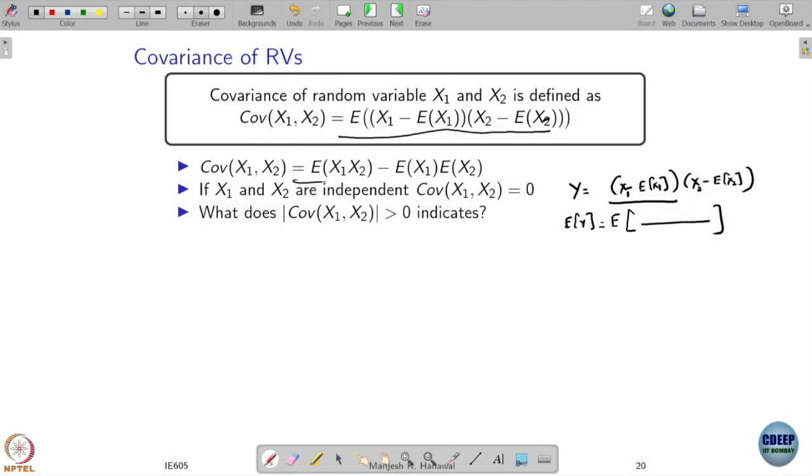Okay, one obvious thing that will come from simple algebraic manipulation is, if you just expand this product and apply the definition of expectation, you will get this. So, how many of you know that the expectation operator is a linear operator? In IE621, was this discussed? Right? So, what do you mean by, let's say I have two random variables and I am taking their sum, z equals x1 plus x2. And if I take the expectation of z, what is this value?